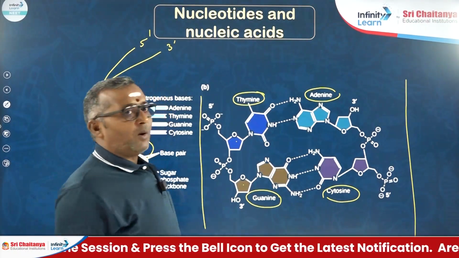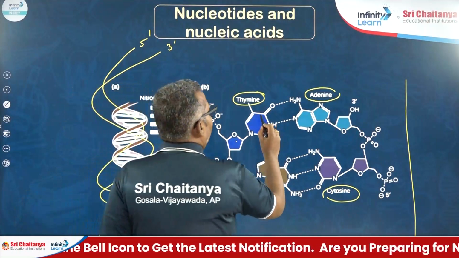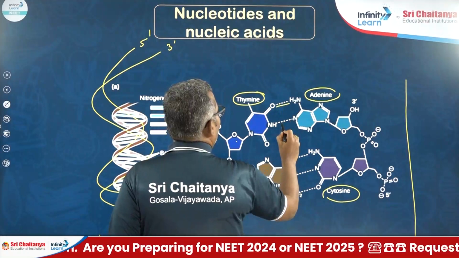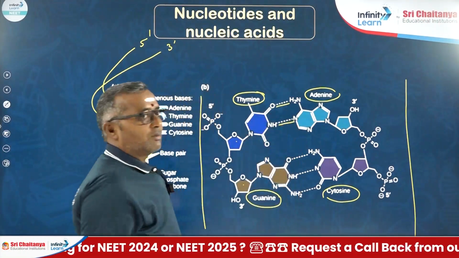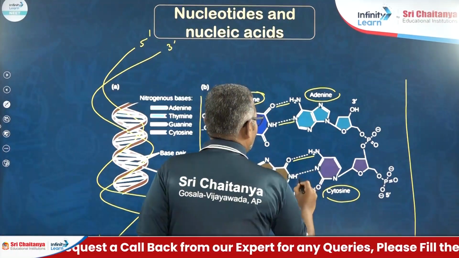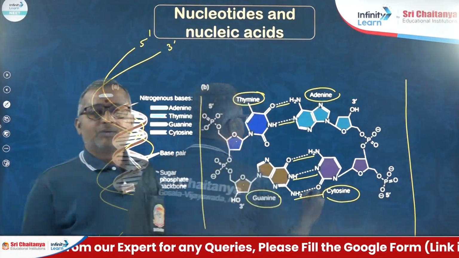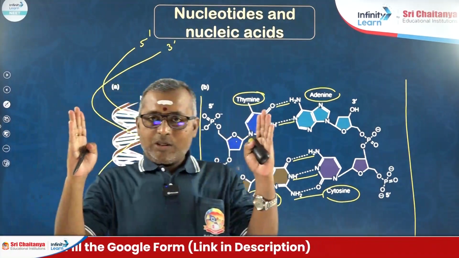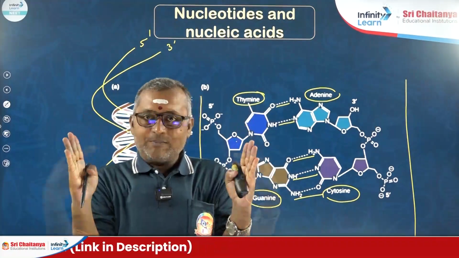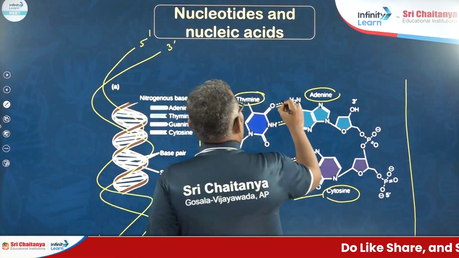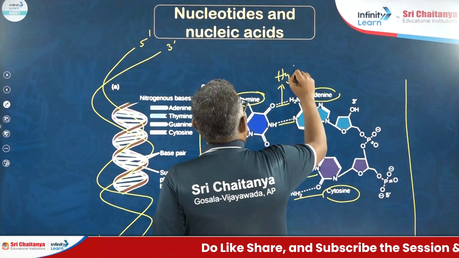And another most important thing, adenine pairs with thymine by 2 hydrogen bonds. This is 1 hydrogen bond and this is another hydrogen bond. 2 hydrogen bonds. Guanine pairs with cytosine by 3 hydrogen bonds. 3 hydrogen bonds. So, in a nucleic acid, nitrogen bases of adjacent chains are paired by hydrogen bonding. Now, these are hydrogen bonds.